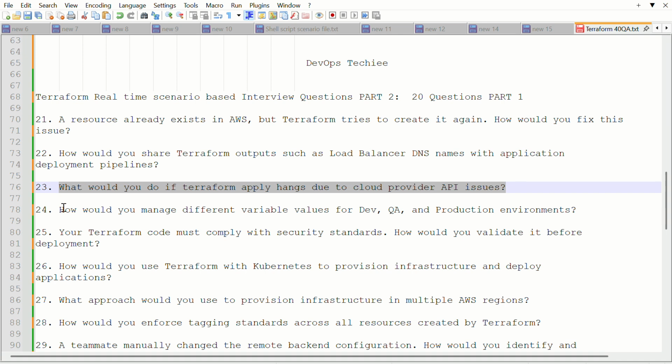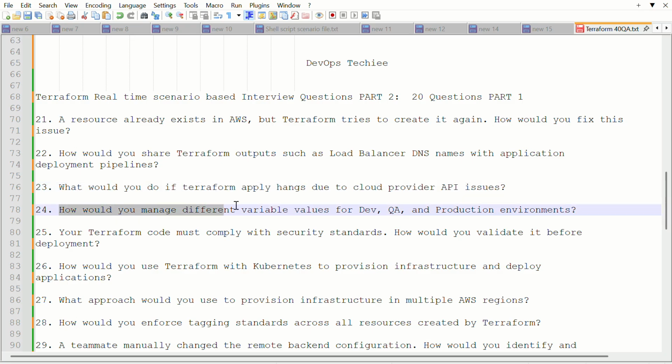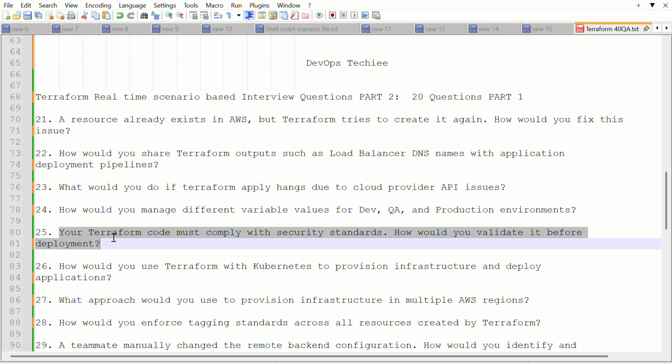Coming to the next question, how would you manage different variable values? Like we have a couple of environments, right? Dev, QA, pre-prod and prod environments as well. Then how will you differentiate these variable values? Do you use the same or different state files? How will the managing of the infrastructure happen? That is asked here.